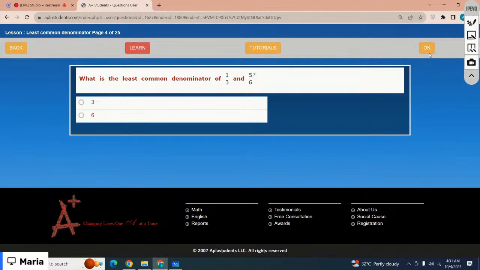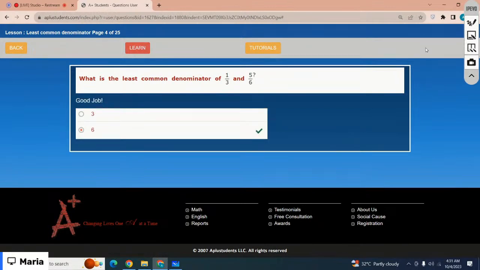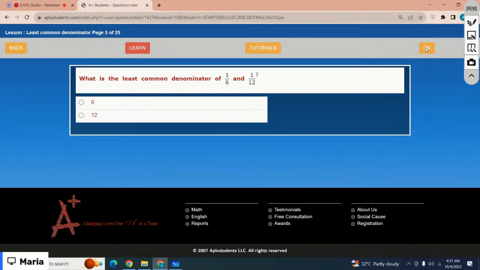The correct option is very good. That would be 6. What is the least common denominator of 1 over 6 and 11 over 12? Which is the correct option? 1 over 12.